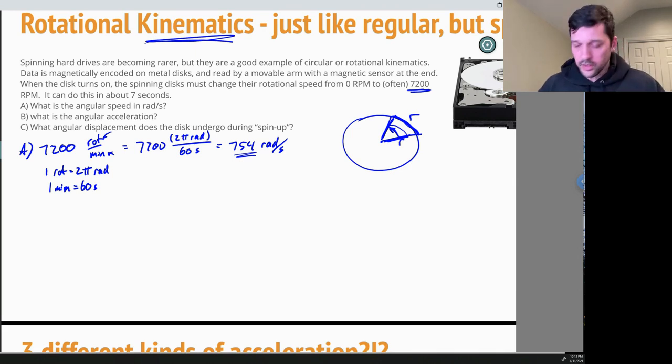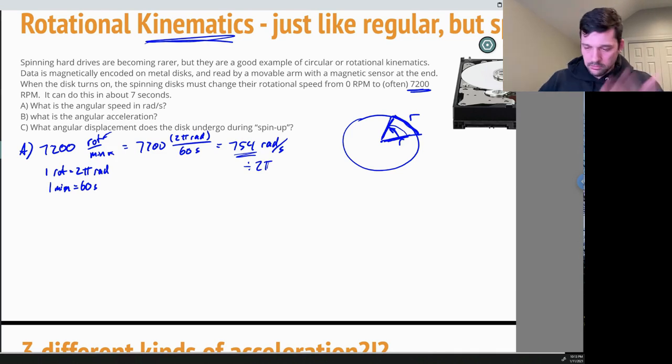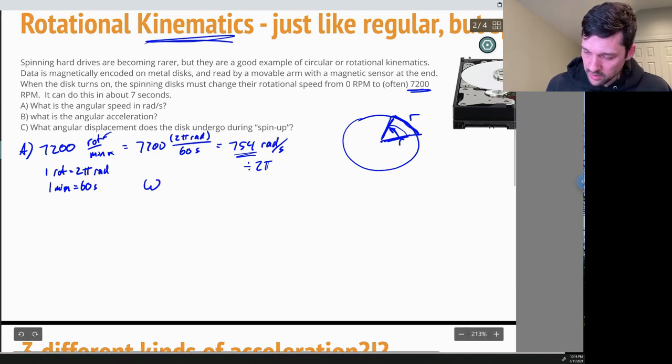And for the curious, if we divide this by 2 pi, we would actually find out the number of rotations per second. We can kind of play with our numbers all we like. 754 divided by 2 pi is about 120 rotations per second. Well, duh, that makes sense because 7,200 rotations per minute, divide that by 60, you get 120. All right. So far, math works and everything fits together. So that's the angular speed in radians per second, 754 radians per second.